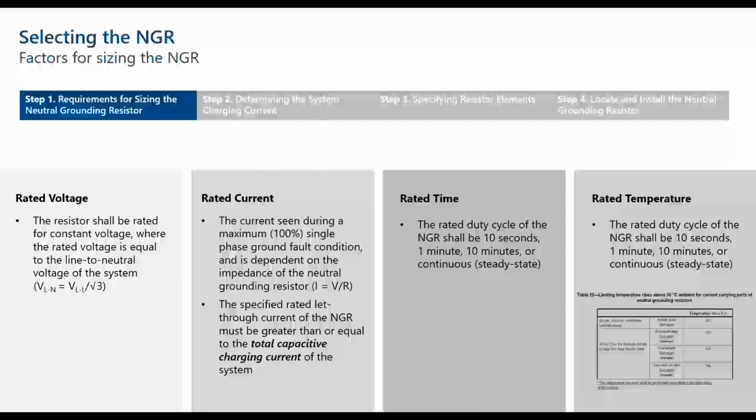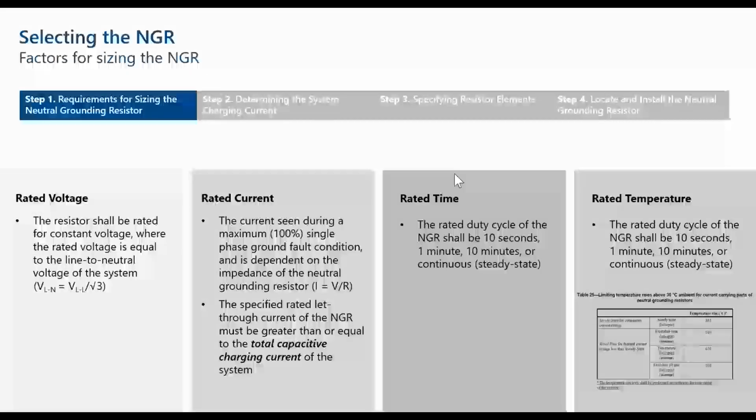So the factors in sizing a neutral grounding resistor: you have to select the rated voltage. The resistor shall be rated for continuous voltage where the rated voltage is equal to the line to neutral voltage of the system. So if you have a 600 volt system, the resistor must be rated for at least 347 volts. The current seen during the maximum ground fault is going to be a value equal to the voltage, which we've already determined at 347 volts for a 600 volt system, or 277 for a 480 volt system, divided by the value of the resistor in ohms.